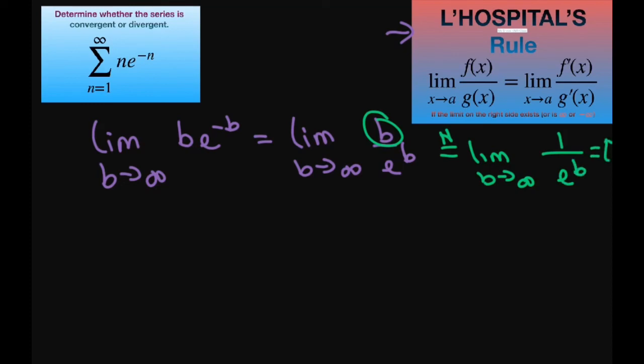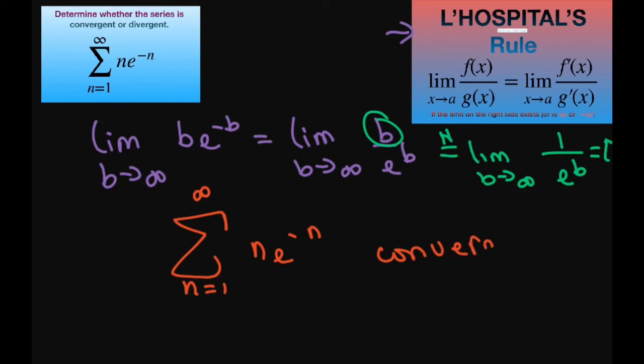But again, our series, n equals 1 to infinity of n to the power of e to the negative n power, converges to 2 divided by e.